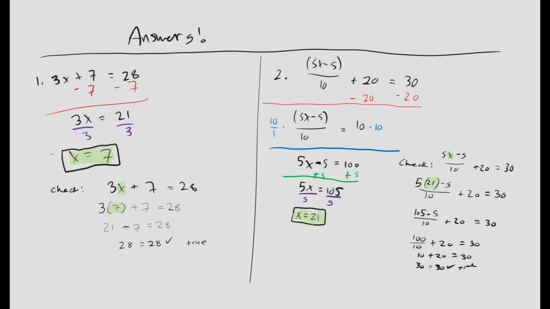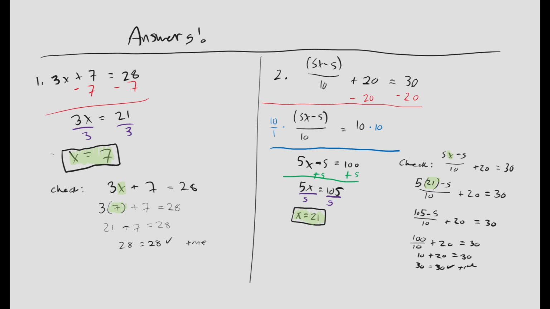Over here, (5x minus 5) over 10 plus 20 equals 30. I subtract 20 on both sides first. I get (5x minus 5) over 10 equals 10. I multiply by 10 on both sides to get rid of the 10 on the bottom. I'll get 5x minus 5 equals 100. I'll add 5 on both sides next, get 5x equals 105, then divide by 5. I'll get x equals 21.